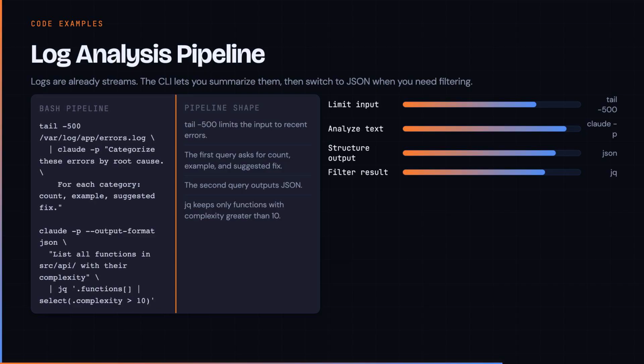Logs are already a stream, so piping fits naturally. tail -500 /var/log/app/errors.log limits the input, then claude -p categorizes the errors by root cause. The prompt asks for count, example, and suggested fix for each category. For structured analysis, claude -p --output-format json lists functions in src/api/ with complexity. jq then selects only entries where complexity is greater than 10. That turns a text review into a filterable pipeline.